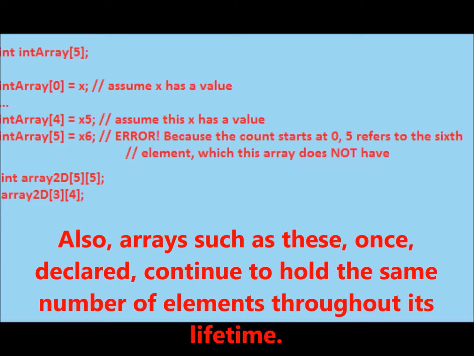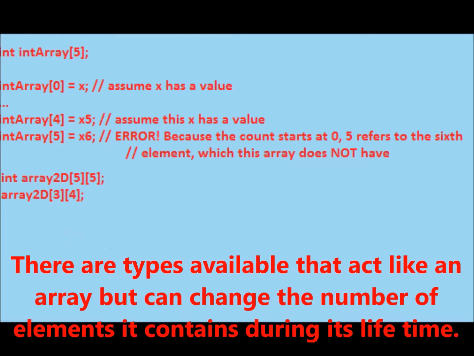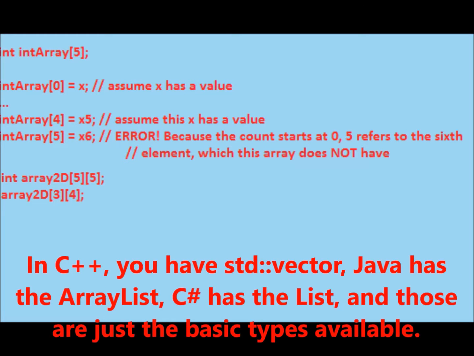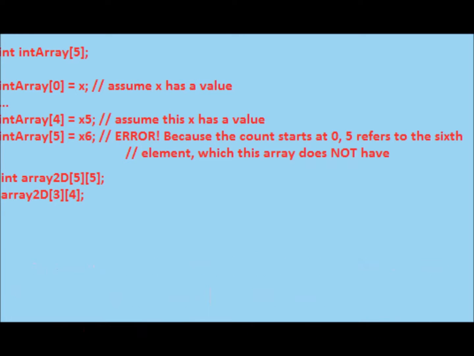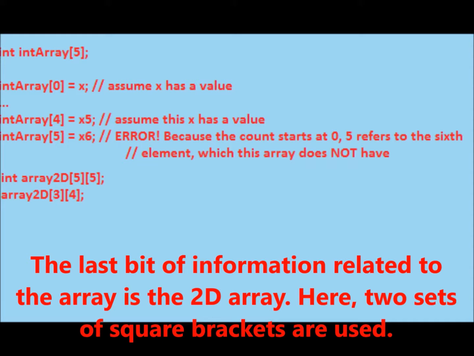Also, arrays such as these, once declared, continue to hold the same number of elements throughout their lifetime. There are types available that act like an array but can change the number of elements they contain during their lifetime. In C++, you have std::vector, Java has the ArrayList, C# has the List, and those are just the basic types available. The last bit of information related to the array is the 2D array.